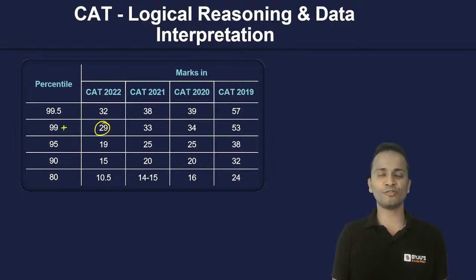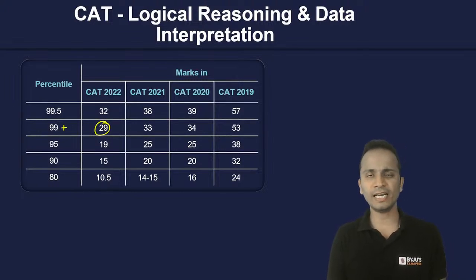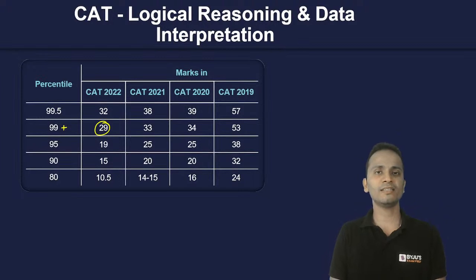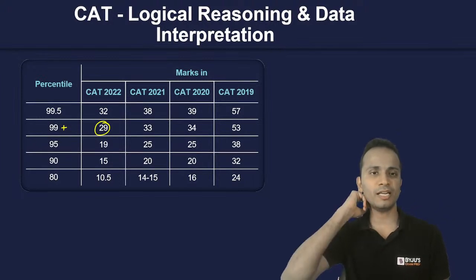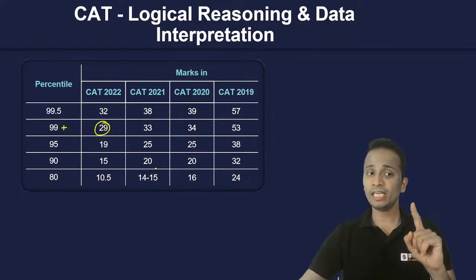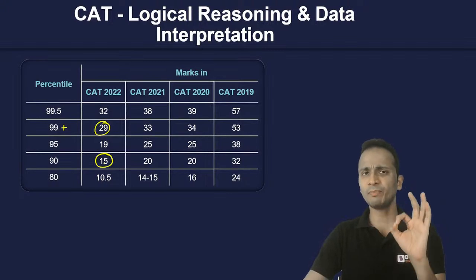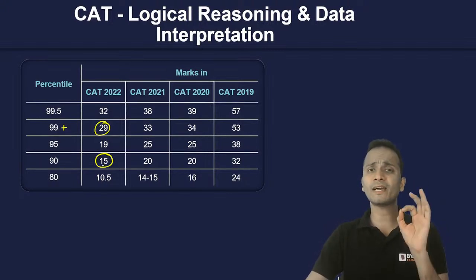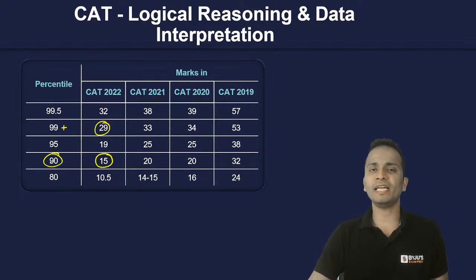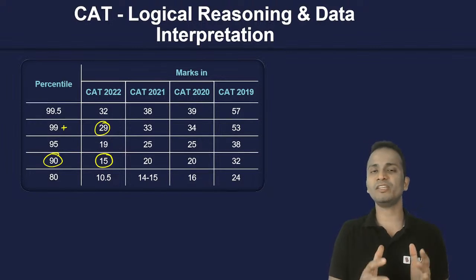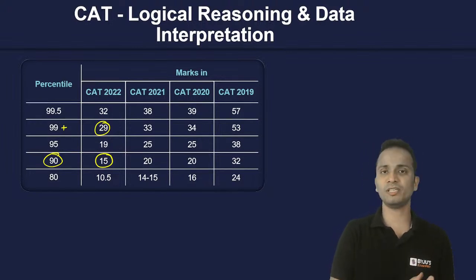So just take care of half of the questions in the DILR section of CAT and fetch 99 percentile in this section. Even with one set, 5 questions, 5 into 3 is 15. Just attempt one set completely and correctly, and you will get 90 percentile plus. So understand how comfortable, how achievable these percentiles are.